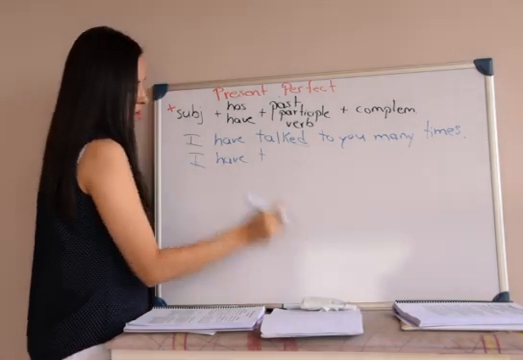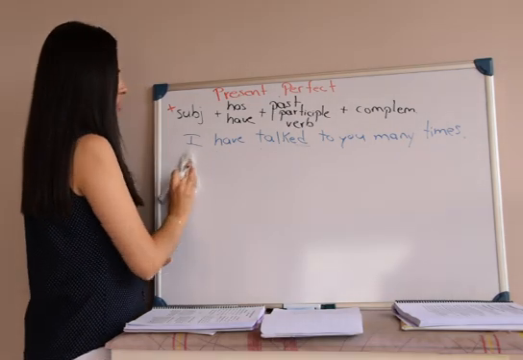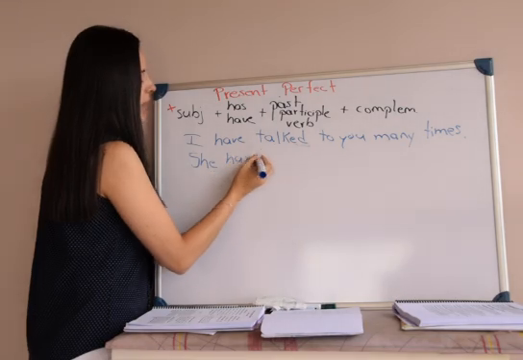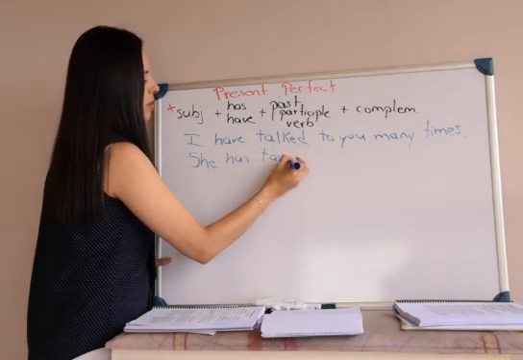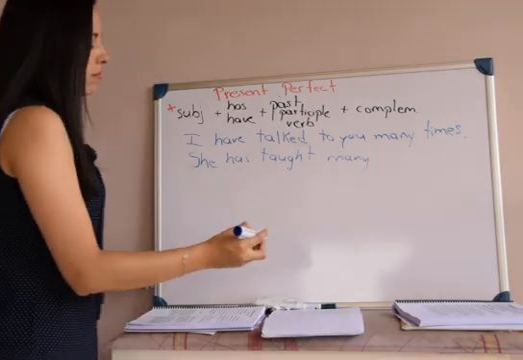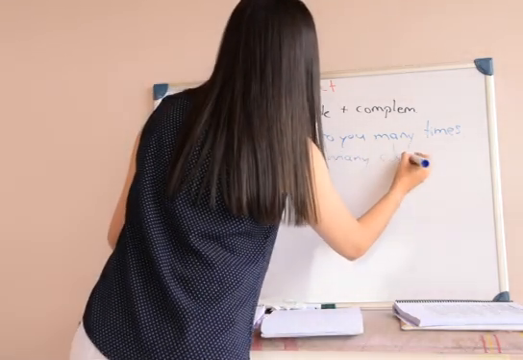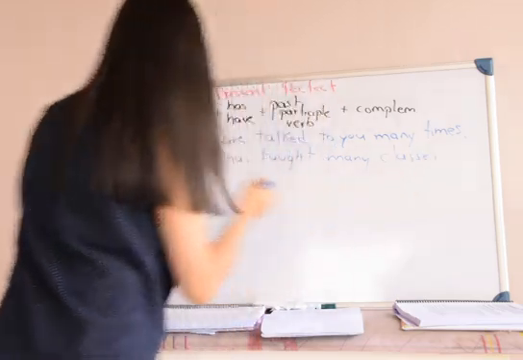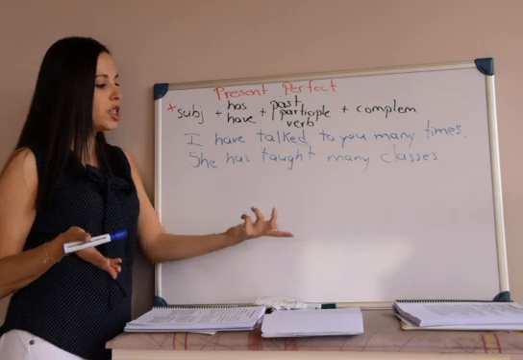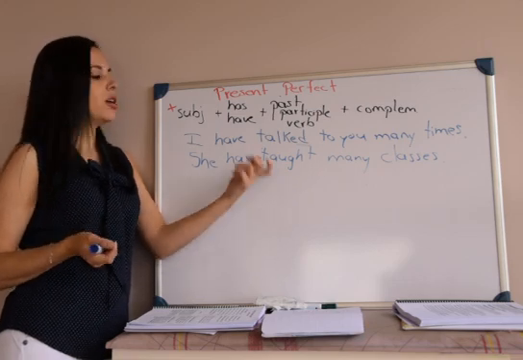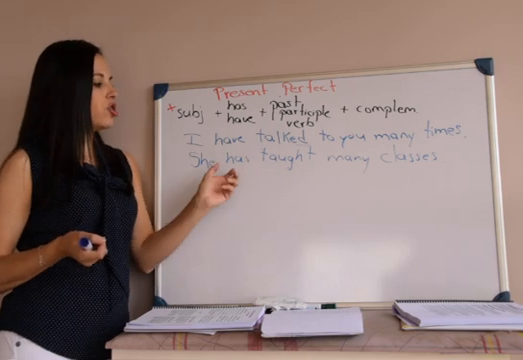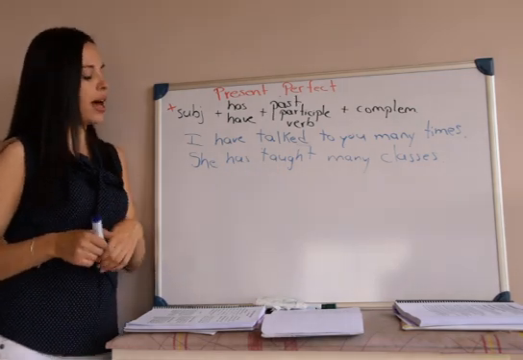I have, let me change the subject so we can use has. She has taught many classes. So the verb teach, from teach, teaching, teach, is irregular. So we need to know that the past participle of teach is taught. She has taught many classes, right?